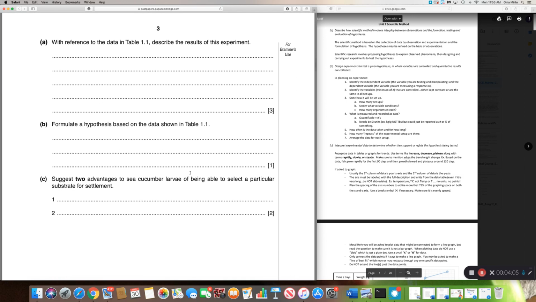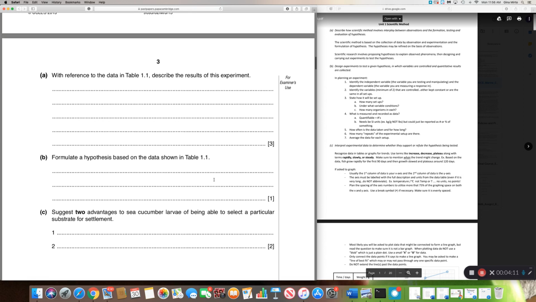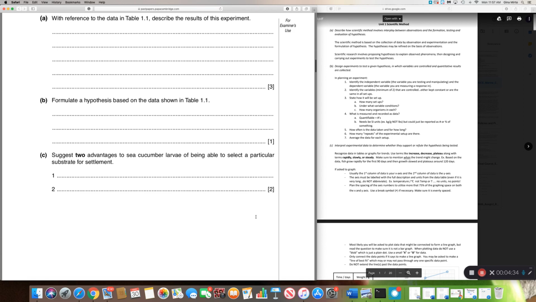Now, suggest 2 advantages to sea cucumber larvae of being able to select a particular substrate for settlement. So being able to choose their substrate. Why is that important? What is the advantage of that? So as opposed to just going into the water and there you go, if you settle there and it's not good, oh well, these organisms are able to select, right? So 2 advantages, and then you would write that.